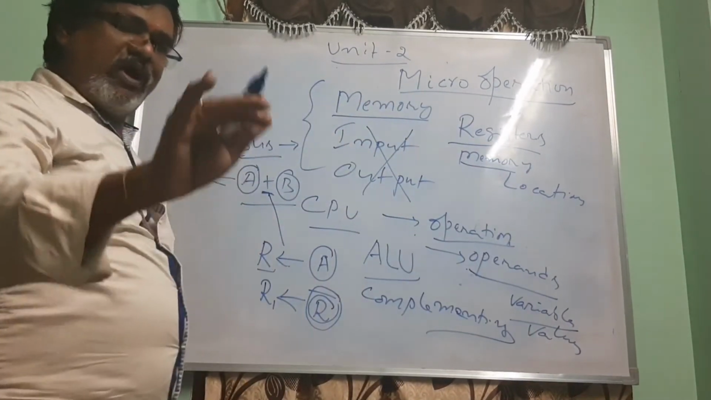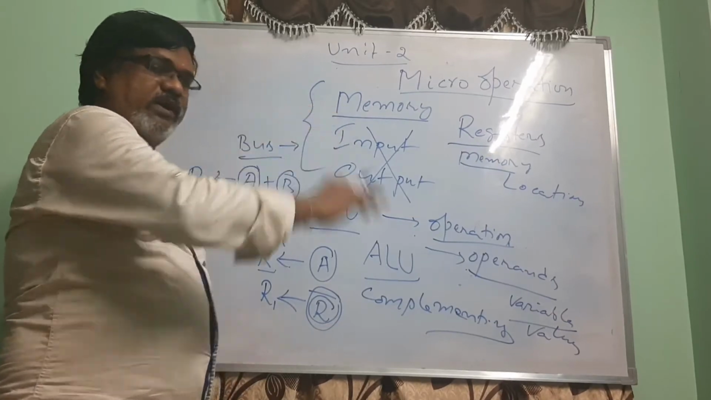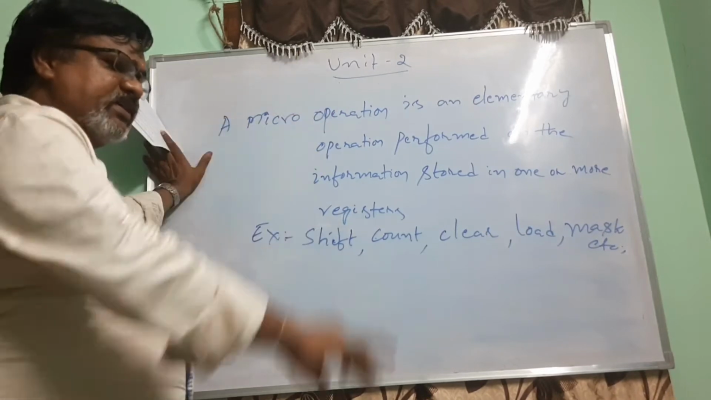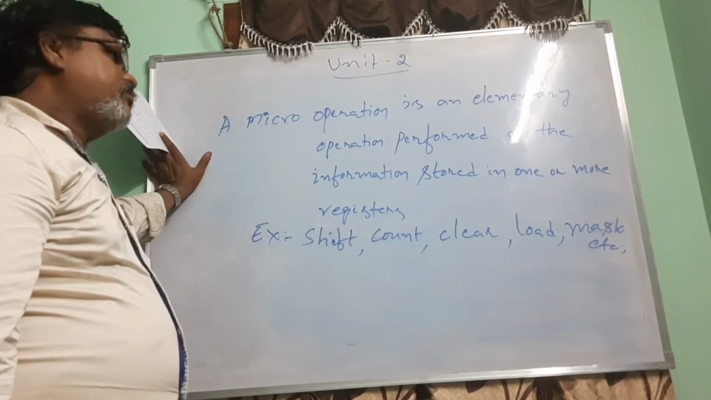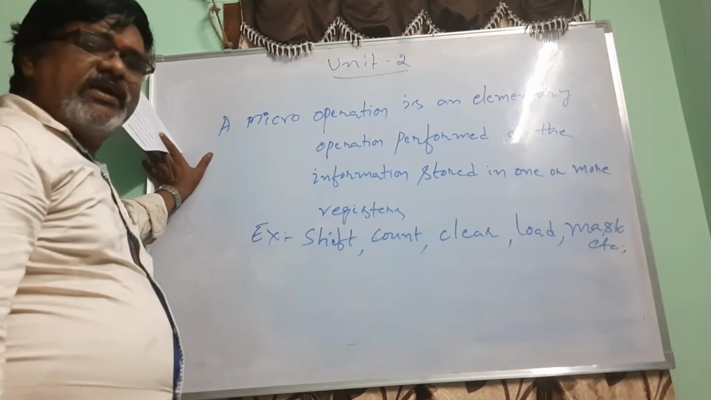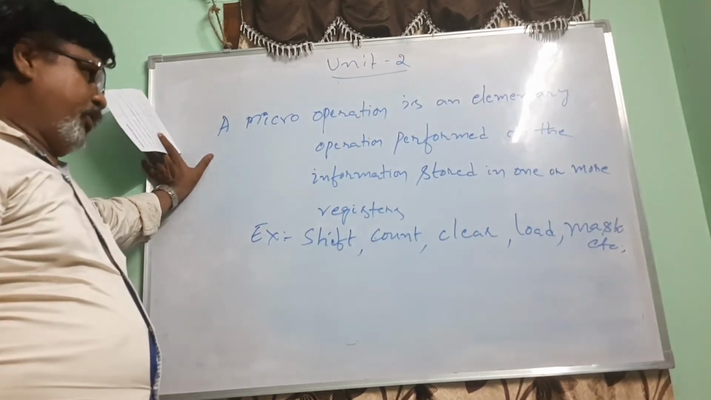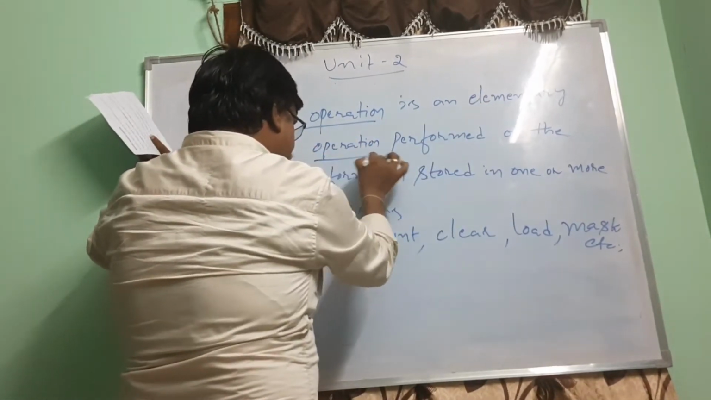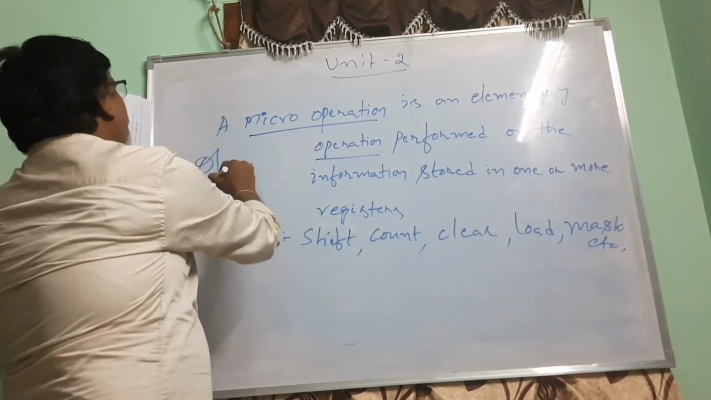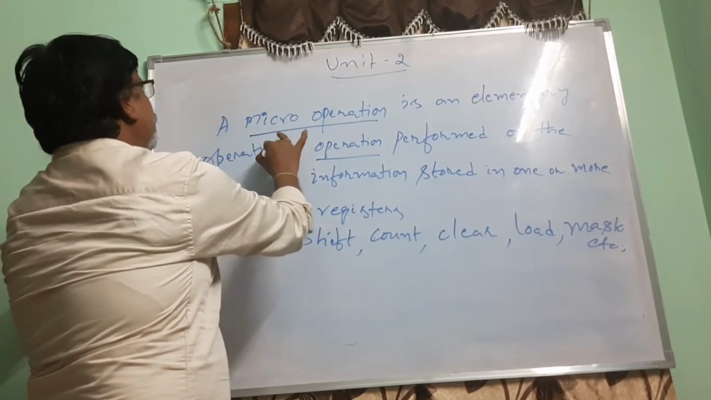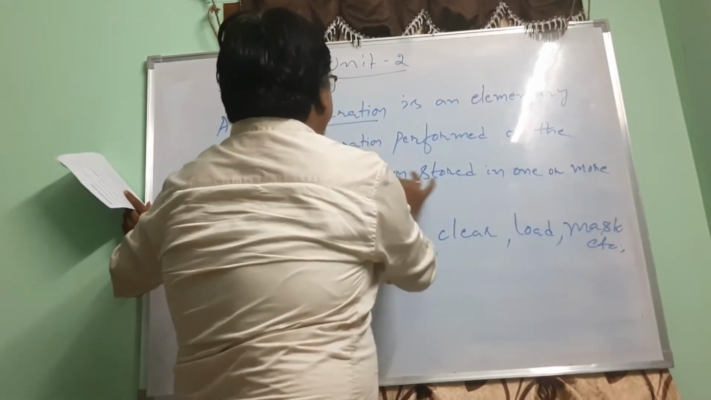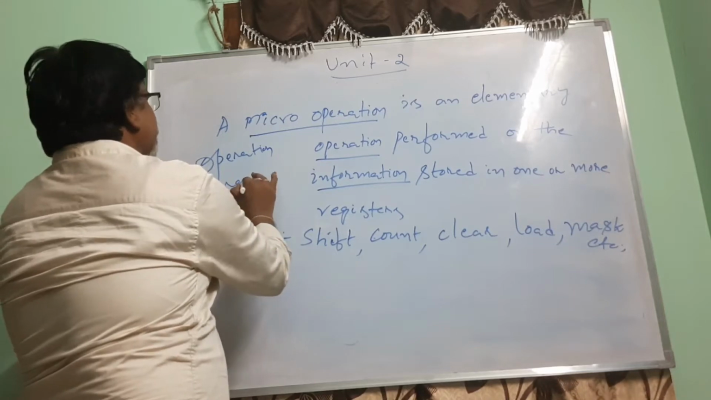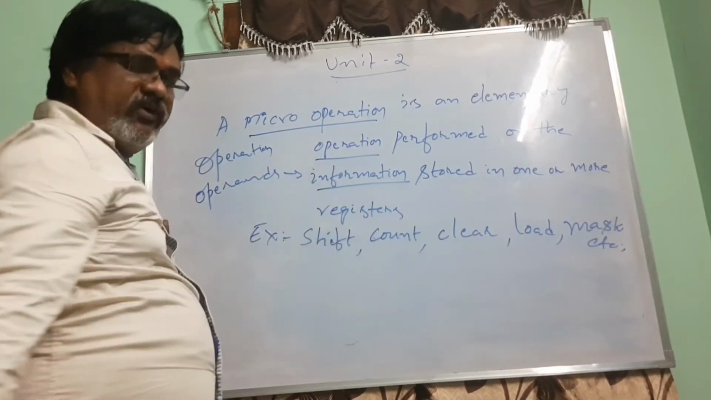Micro operation. Now I am explaining what a micro operation is. What we discussed in our own terminology, let us now see the technical definition. As I told you, a micro operation is an elementary operation performed on information, on the operands. Here operands are nothing but information.